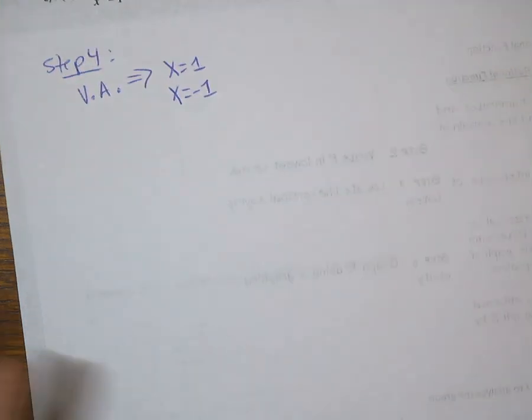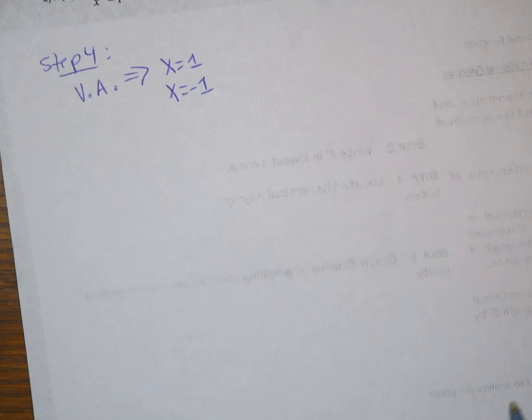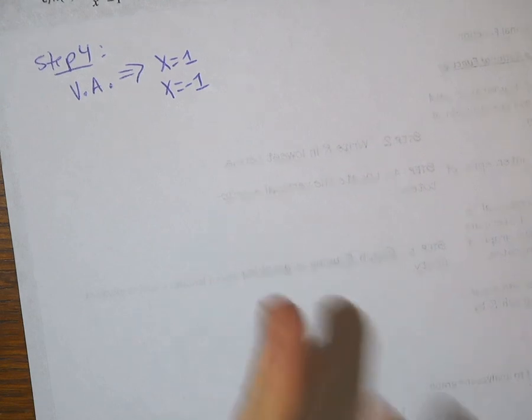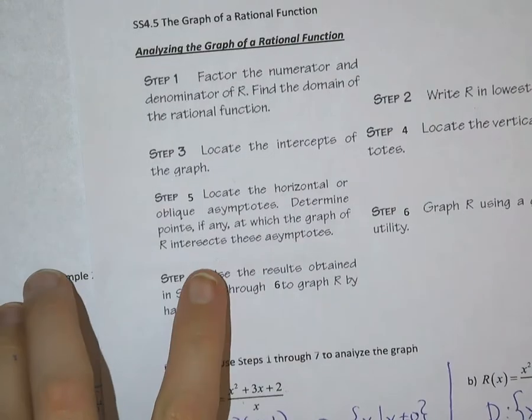Again, we're being very careful to make sure that these are lines, equations, not just numbers. It's not just 1, it's not just -1, it's x equals 1 and x equals -1. Okay, those are my vertical asymptotes. So that's step 4. Let's go back to step 5.